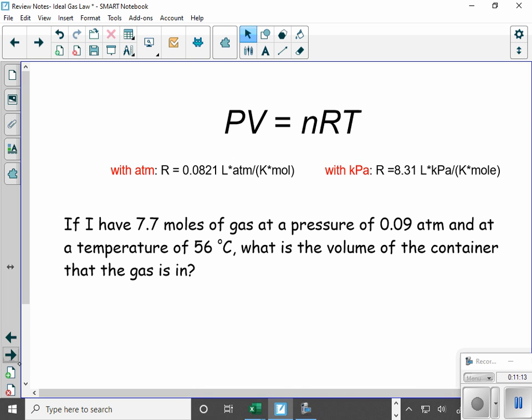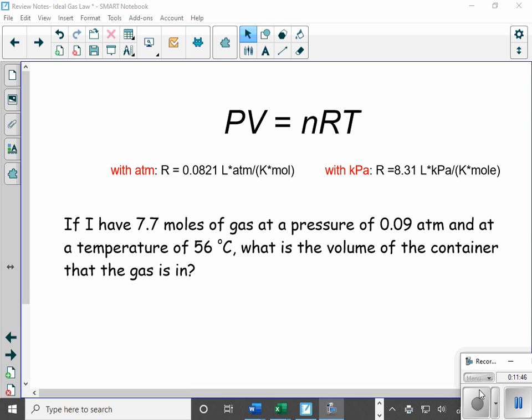So what I would like for you to do is, here is our very first practice problem that we will be working. Copy that down into your notes, and then I will work this for you. The question states that if I have 7.7 moles of a gas at a pressure of 0.09 atmospheres and at a temperature of 56 degrees Celsius, what is the volume of the container that the gas is in?